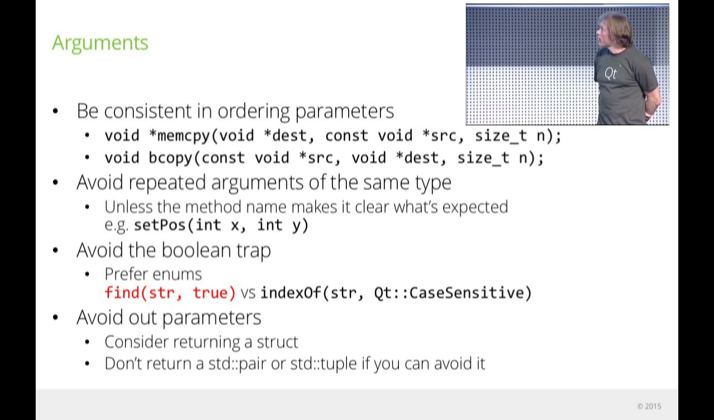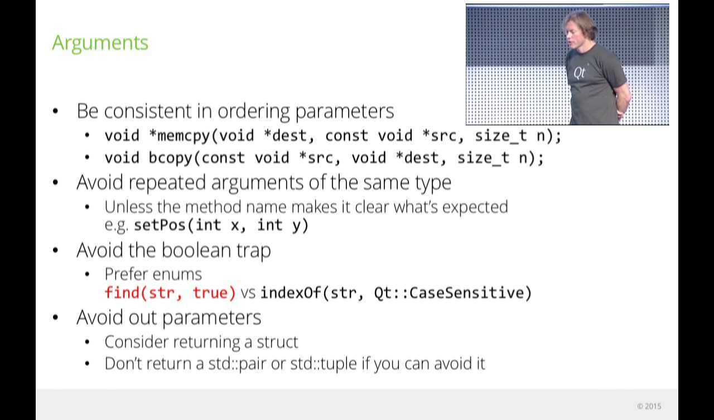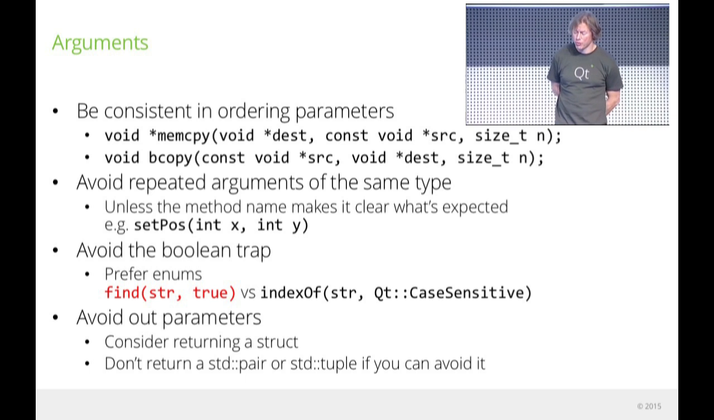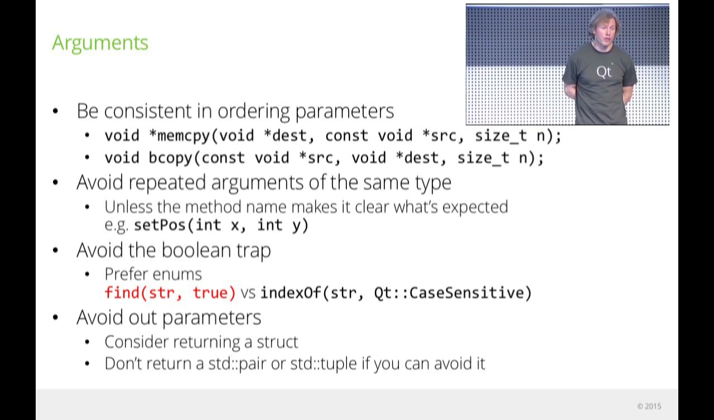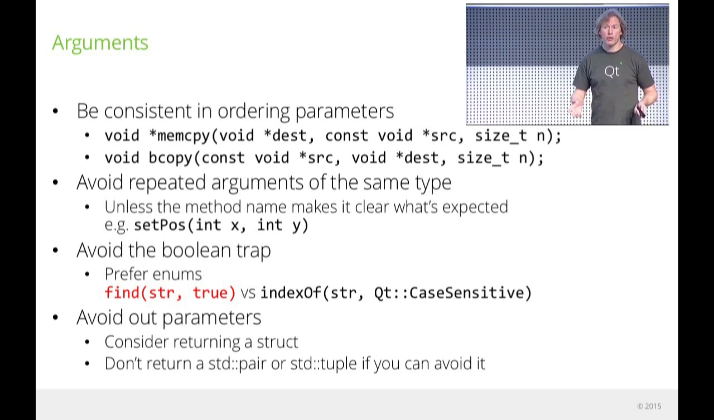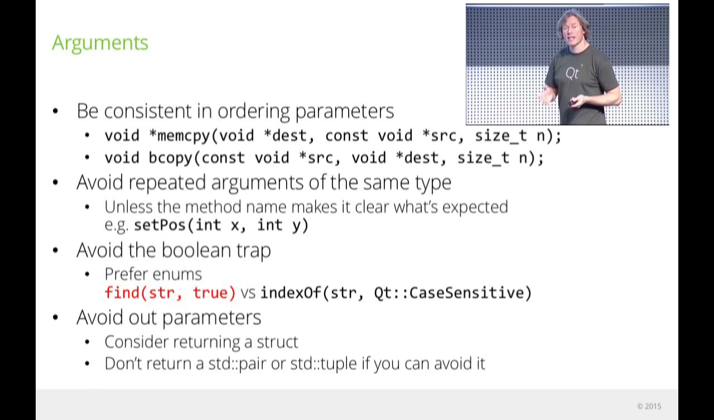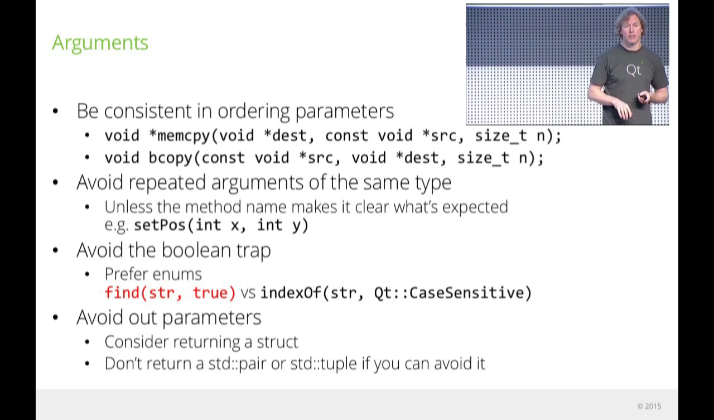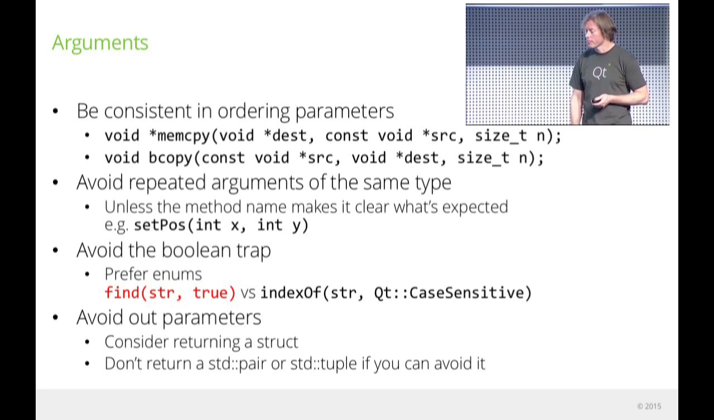I would also avoid out parameters and rather consider returning a struct. But please, don't return std::pair or std::tuple if you can avoid it. I know it's not avoidable in template code in some cases, but for everything else, don't, because it doesn't tell you what's in there. It tells you the types of what's in there, but they're not named. Rather, write a small struct that has proper names for the two members that you return.